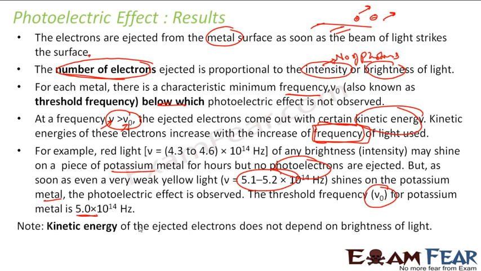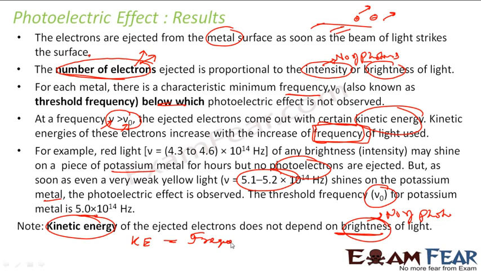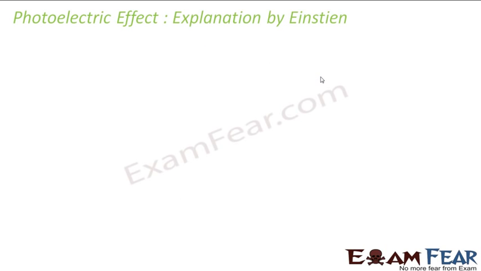In the next slide we'll explain why this happens. Let's just note that the number of electrons ejected depends on the number of photons of light you are putting. But the kinetic energy of the electron does not depend on the number of photons. It depends on the frequency, not the brightness, because brightness is nothing but the number of photons. So kinetic energy depends on the frequency of light, but the number of electrons ejected depends on the intensity of light.